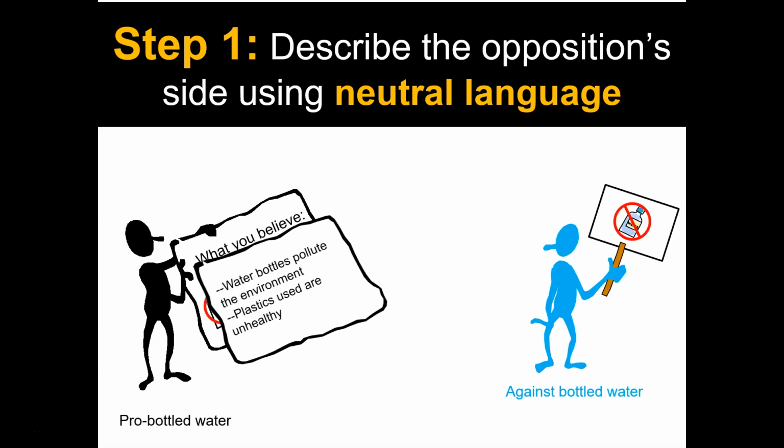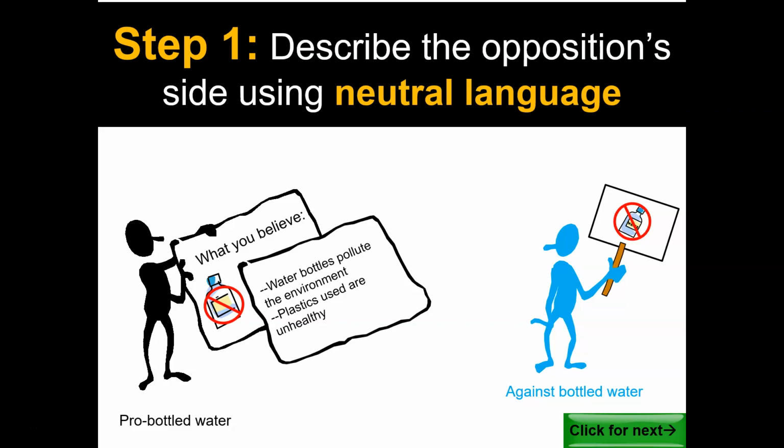So how do we do that? Well, we have our two sides, our pro bottled water and our against. Take a look at the pro bottled water. This is what you believe: water bottles pollute the environment. The plastics they use are unhealthy. I read somewhere that we all have some level of plastic inside our bodies, because of all the different things we use to consume liquids. So with step 1, the attempt here is to get the opposition willing to listen to us. And what better way to do that than to say, these are some valid points that you have.